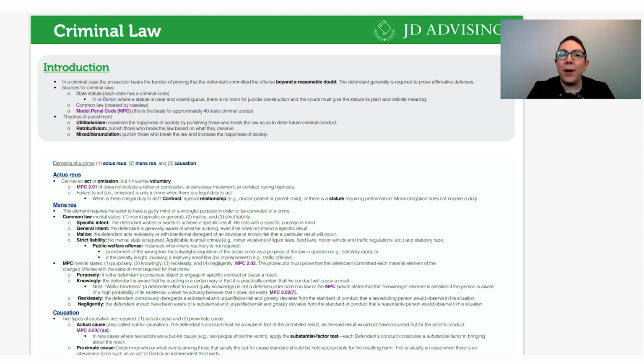I want to start by pointing out that in any criminal case, the prosecutor bears the burden of proving that a defendant committed a crime beyond a reasonable doubt. So criminal cases are always initiated by the prosecutor, who comes from or represents the government, brought against an individual defendant. So this is not where one person is suing another person for money damages. Even though you have a victim here, the victim is not a party to the case. It's always the prosecutor versus the defendant.